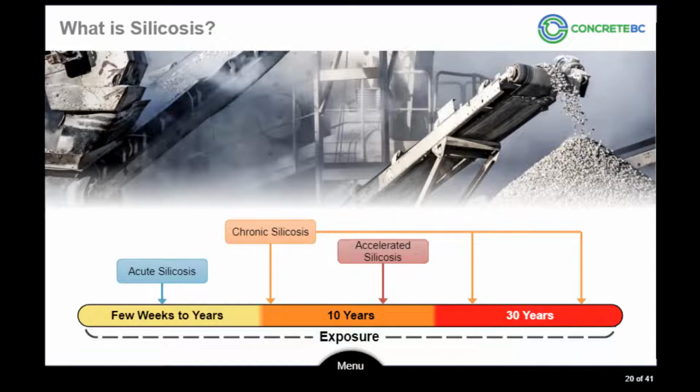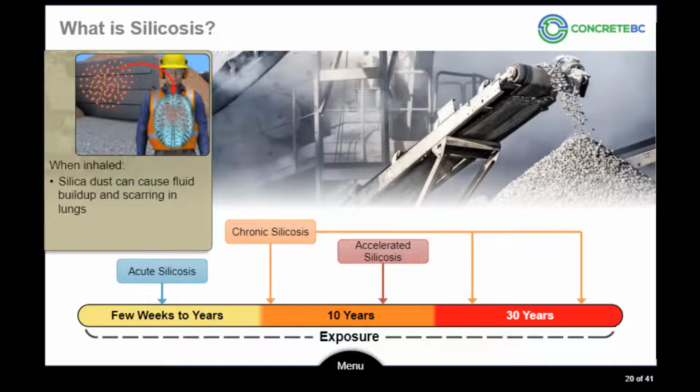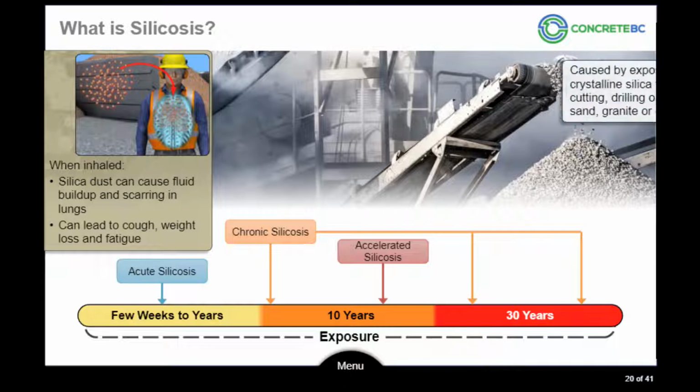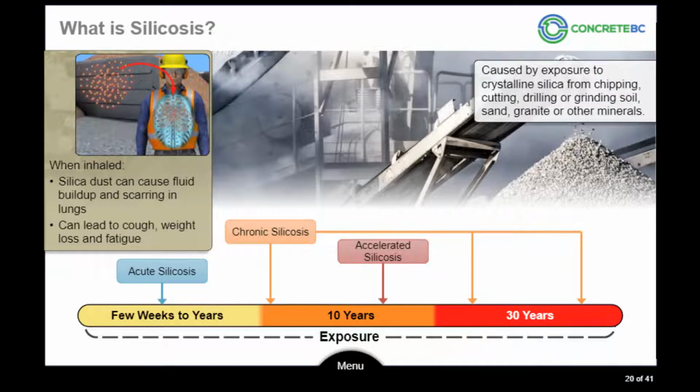When people breathe silica dust, they inhale tiny particles of the mineral silica. This silica dust can cause fluid buildup in scar tissue in the lungs that cuts down your ability to breathe. This can lead to lung scarring and cough, weight loss, and fatigue. Silicosis is caused by exposure to crystalline silica, which comes from chipping, cutting, drilling, or grinding soil, sand, granite, or other minerals. Any occupation where the Earth's crust is disturbed can cause silicosis.